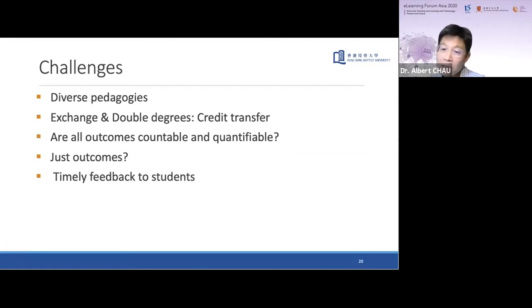Are all the outcomes countable and quantifiable? Okay, colleagues have been talking to me, even for our own assessment, teacher assessment, as Professor Chang said, the famous quote is that whatever counts may not be countable. What can be counted may not count. Okay, shall we just do the outcome? If we just do the outcome, how do we provide timely feedback to students? Do we need to look at the process as well?